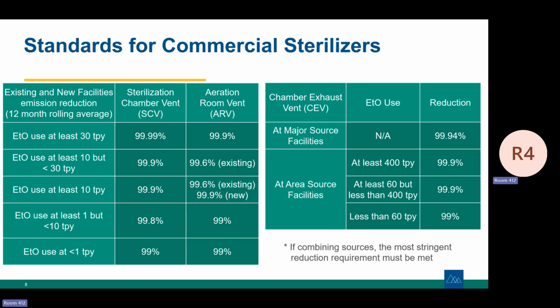If you're familiar with the sterilization process, you have your sterilization chamber. This is where you're actually sterilizing materials, so that's where your ETO is coming in. That's where the main source of all your ETO is going to be. Aeration room vent kind of speaks for itself, as does the chamber exhaust vent. So the key here is if you're combining sources, you must meet that most stringent requirement. Typically these sources are all going to be combined, so all ethylene oxide use is going to have to be 99.99 at these high use facilities, and then accordingly down the line for those that use it.